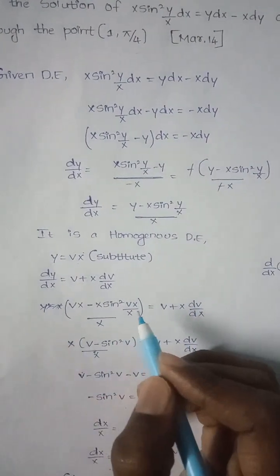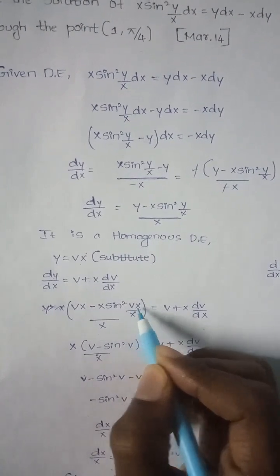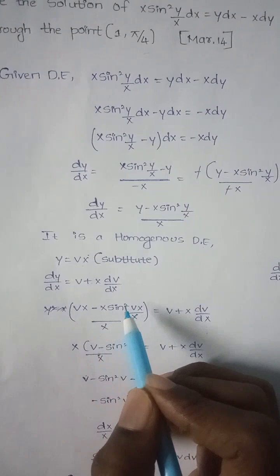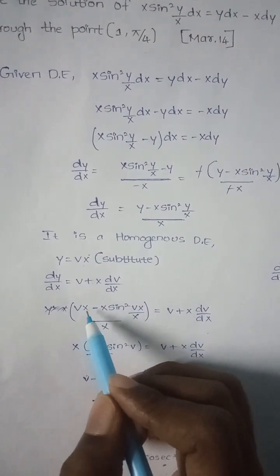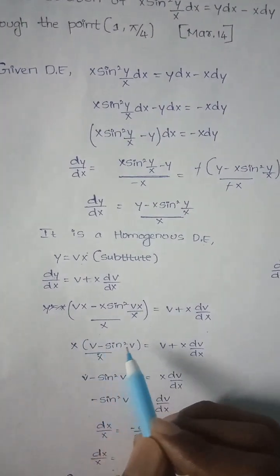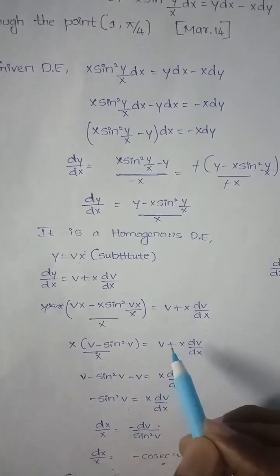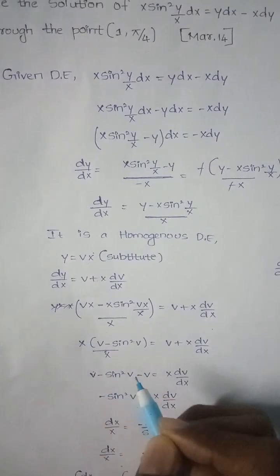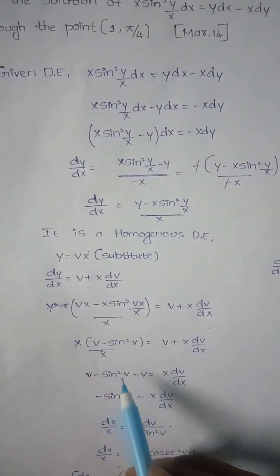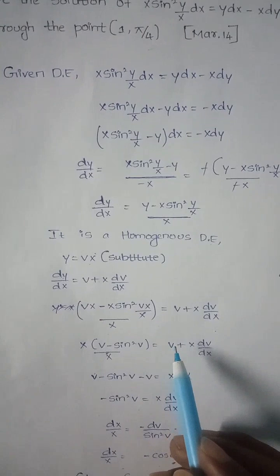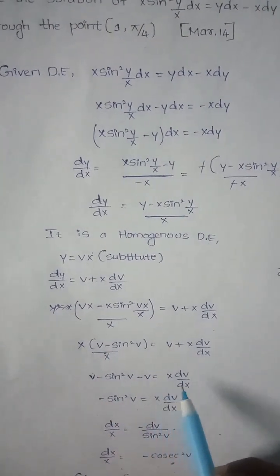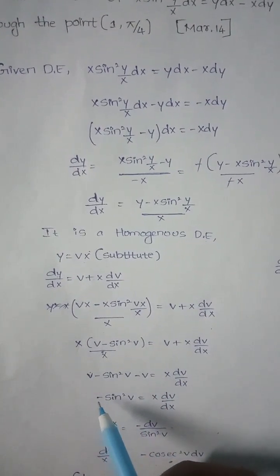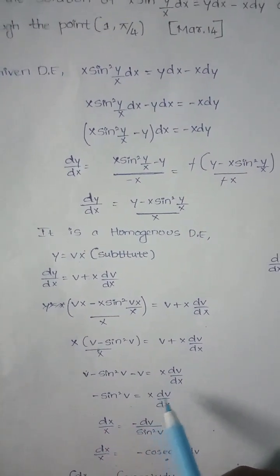Now here x get cancelled and remaining would be vx minus x sin square v by x. Now taking x common, we get x of (v minus sin square v) by x, which is equals to v plus x dv by dx. Here x get cancelled and remaining would be v minus sin square v. Here taking v on the left side, we get minus sin square v is equals to x dv by dx.